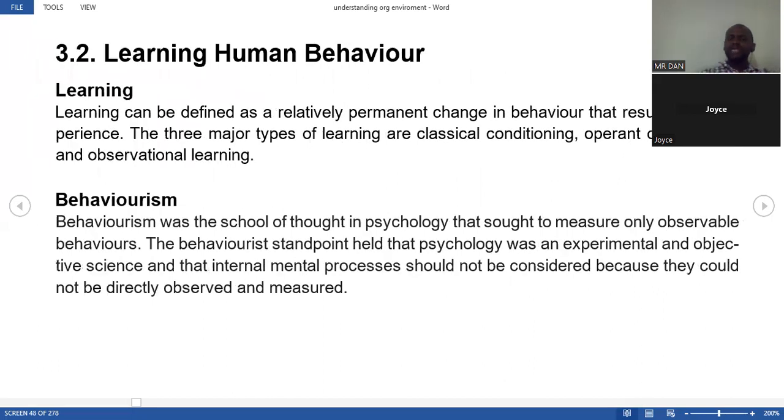So what is learning? It is important to understand human behavior, and that is why we always learn. Remember, learning is a continuous process, and it helps you get what is called a permanent change in behavior, because the more you learn, the more you become better every day. So learning can be defined as a relatively permanent change in behavior that results from experience. The more experienced you get, the more you learn, and the more you realize that there are things you thought you knew, yet you do not know.